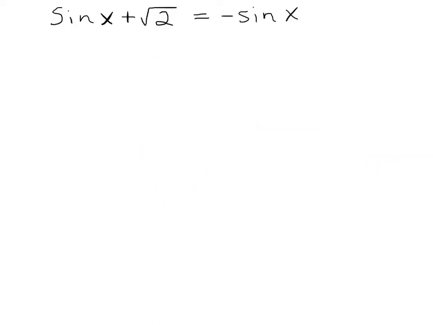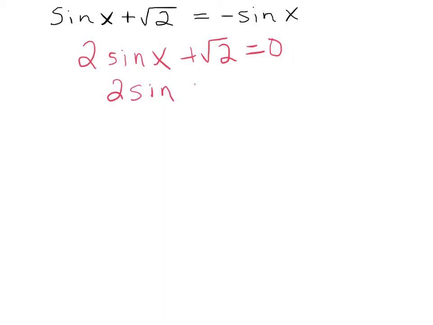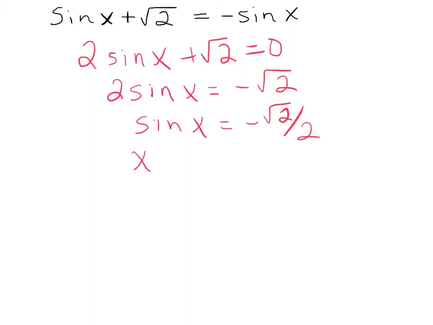Next problem. Sine of x plus square root of 2 equals negative sine x. So just like any other equation, we have to collect the variables on one side. So we're going to add sine x to both sides, which would give us 2 sine x plus square root of 2 equals 0. And I need to isolate the sine. So 2 sine x equals negative square root of 2. And I would have sine x equals negative square root of 2 divided by 2, which means x is the inverse sine of negative square root of 2 over 2.